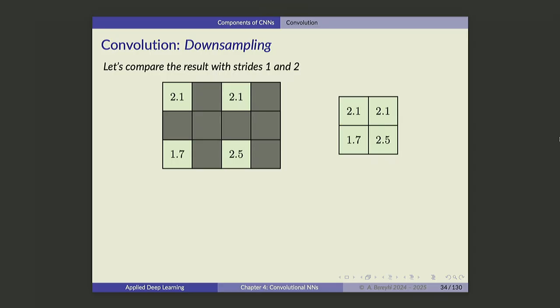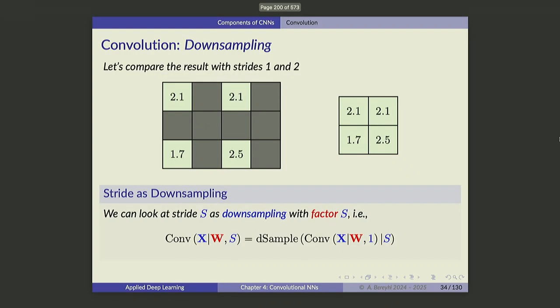Everybody's cool, yes? So now, moral of the story, when I am doing convolution with higher stride, I'm basically doing downsampling. So it means that I can think of the convolution of filter W with data X, when I do it with the stride S, as the same convolution with the stride 1, which has been downsampled by factor S. Everybody's clear? Questions?